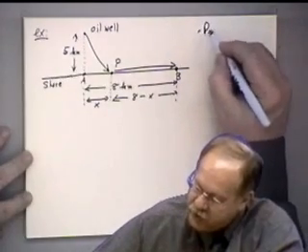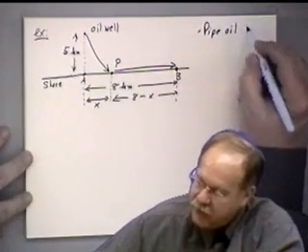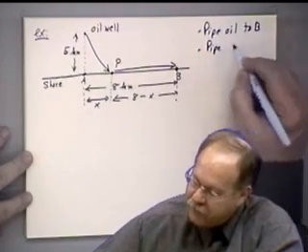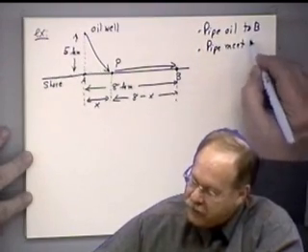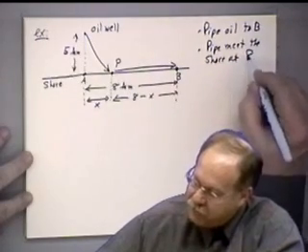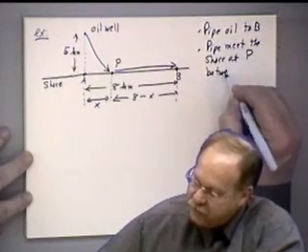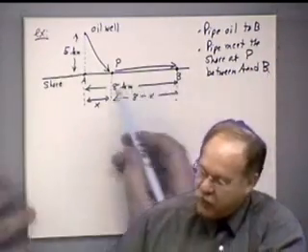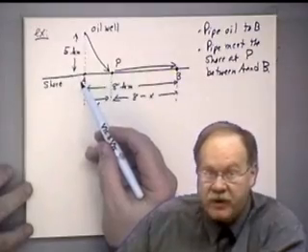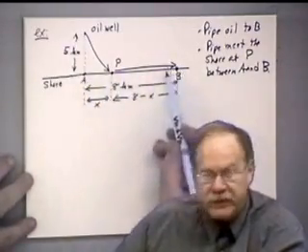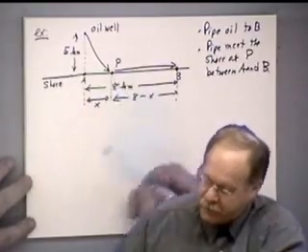So what we want to do, just to write this down, we want to pipe the oil to B, and we want the pipe to meet the shore at some point P between A and B. Now, of course, it could be A. That may be the most cost-efficient way to do this, or it could be B, but it's more likely in most cases to be somewhere in between.